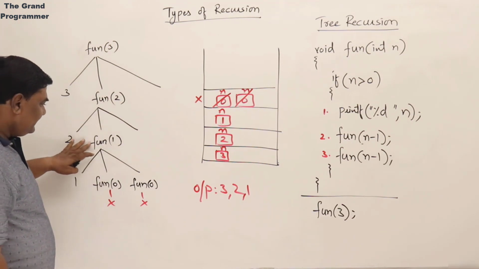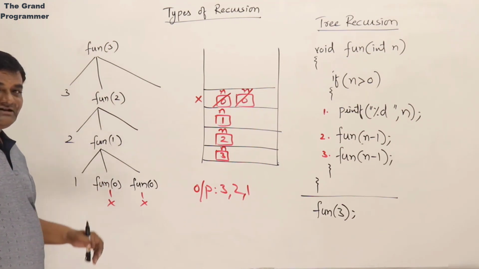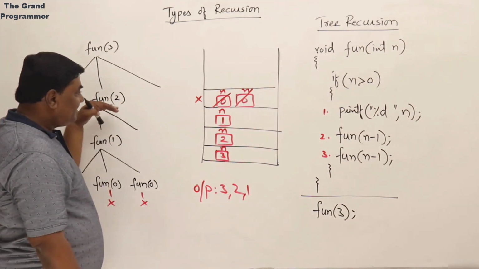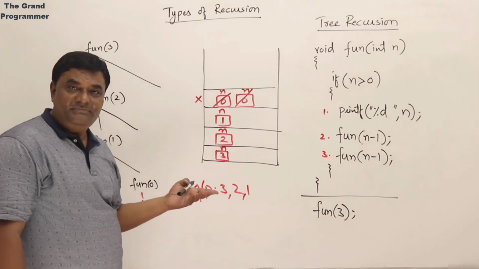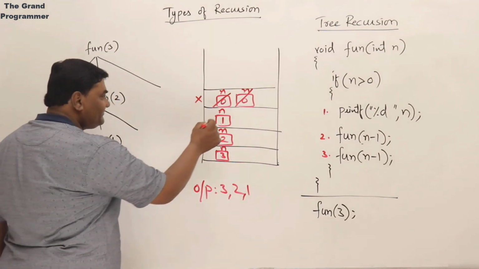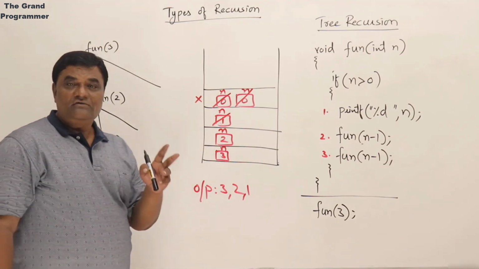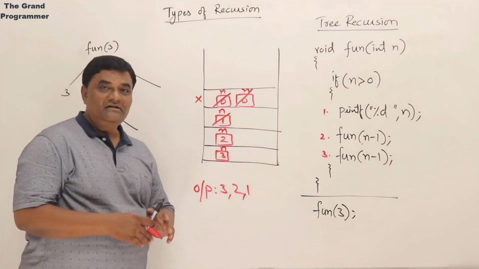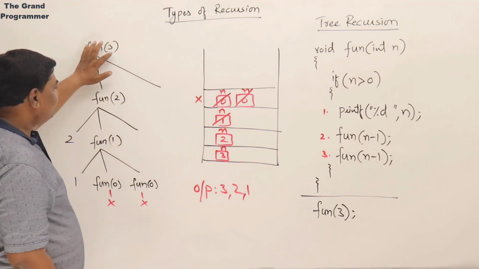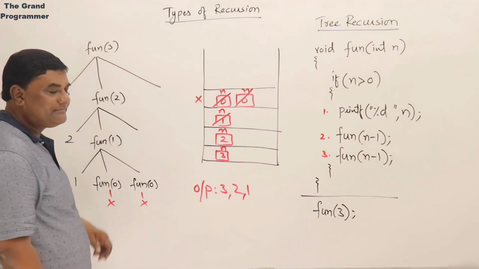Now this call is completed. All 3 steps are over. So it will go back to the previous call. Going back to the previous call means this call has finished, means this activation record is deleted. So right now there are only 2 activation records in the stack. One is for value of n as 3 and one for value of n as 2.